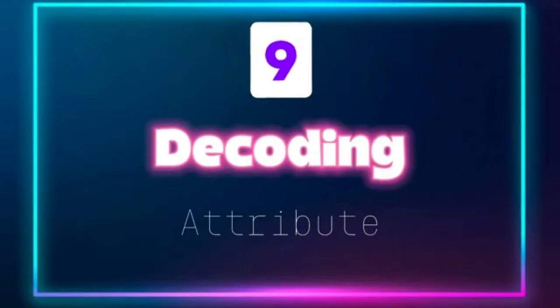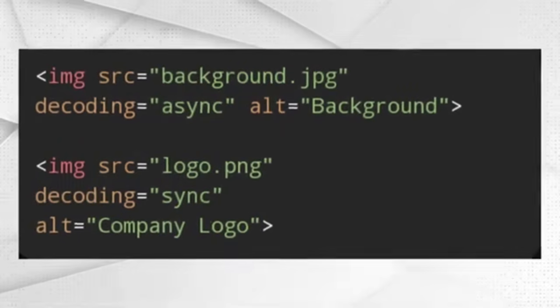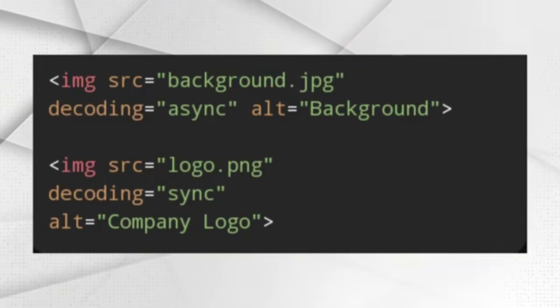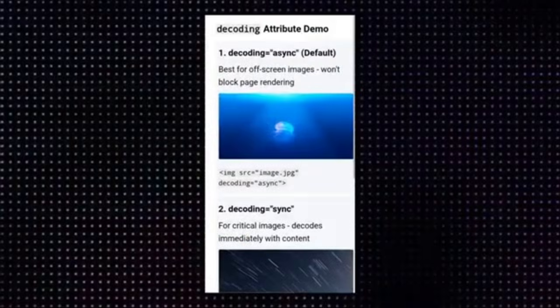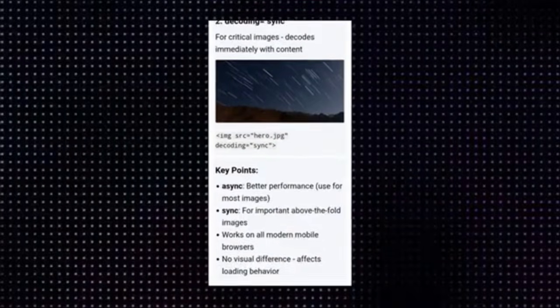Number 9, the decoding attribute. Use decoding equals async for off-screen images so they don't block page rendering. For critical images, decoding equals sync ensures they load immediately.